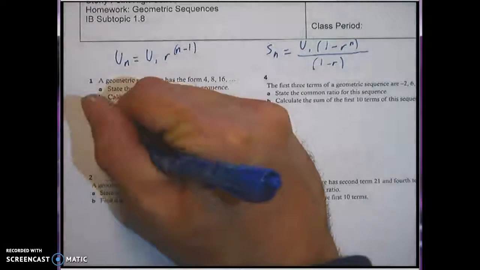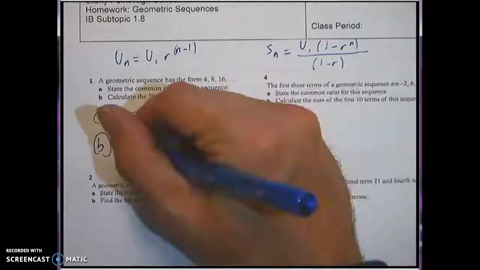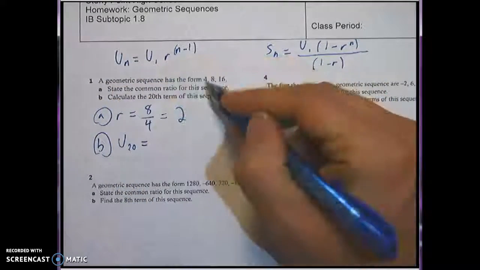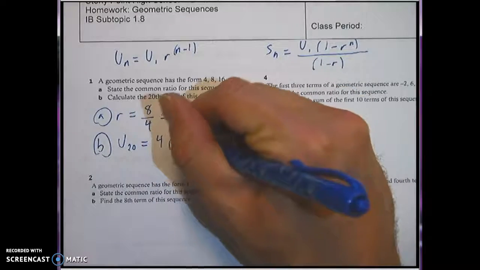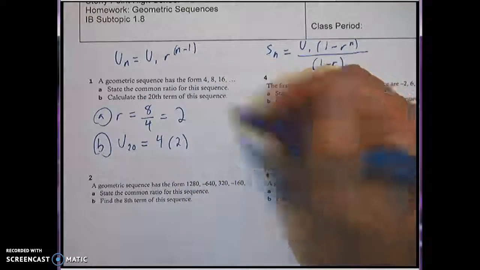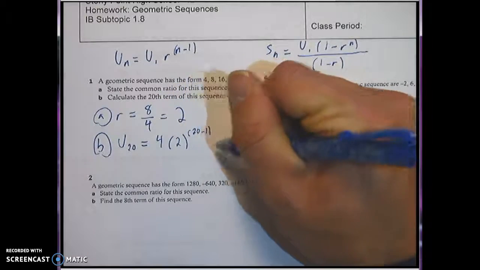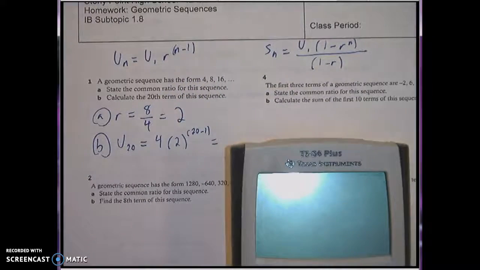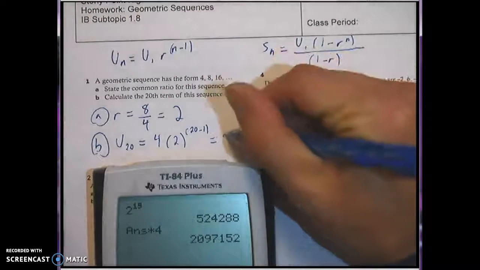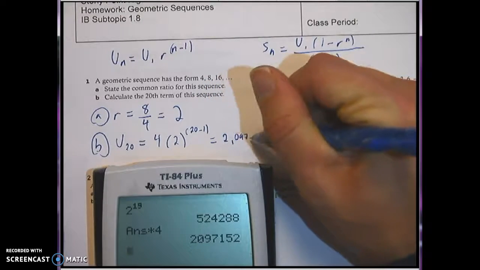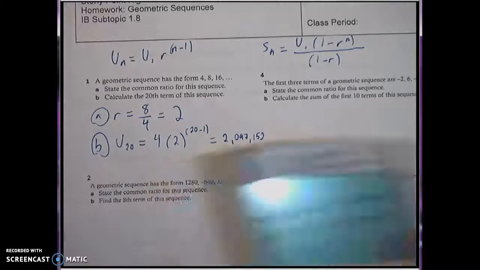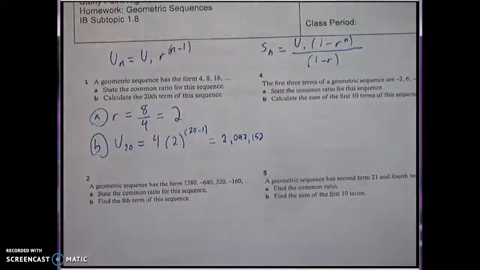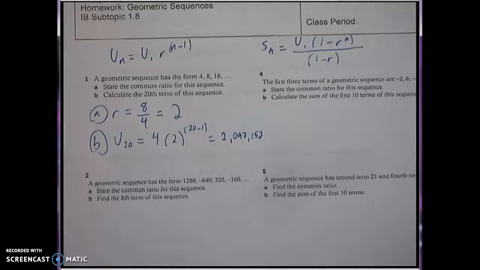If I'm going to calculate the 20th term, I'm just going to use this formula right up here. U sub 20 equals the first term, 4, times the common ratio, 2, to the n minus 1 power, so 20 minus 1. And that's just calculator work there. So 2 to the 19th power times 4 is 2,097,152. That would be the 20th term of that geometric sequence.